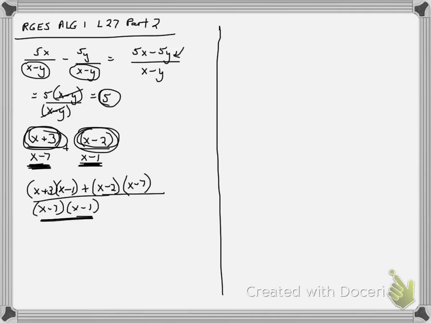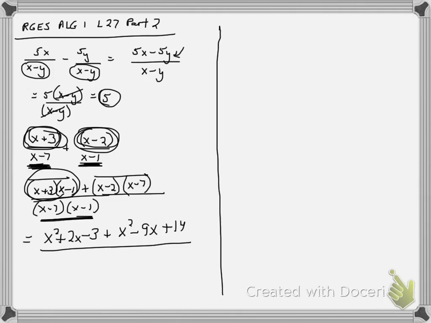Now I'm not finished. I have to do my FOIL here, and gather any like terms. So this will equal x plus 3 times x minus 1 would be x squared plus 3x minus 1x is plus 2x. 3 times negative 1 is negative 3. That's this grouping here. Adding x squared minus 2 minus 7 is minus 9x plus 14. Now we have to gather all those like terms all over x minus 7 times x minus 1.